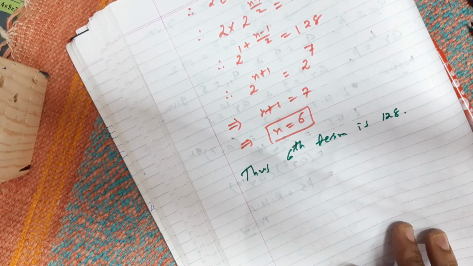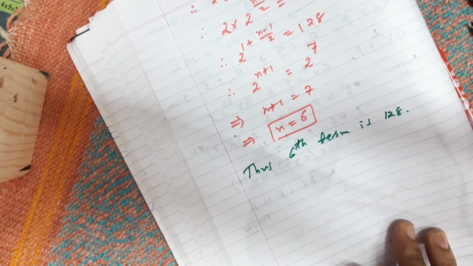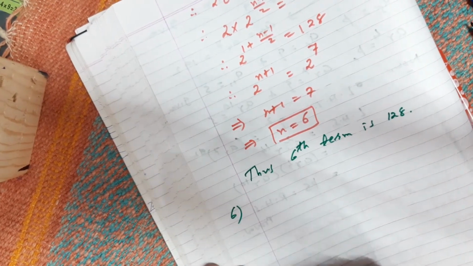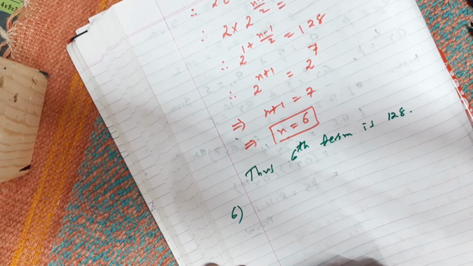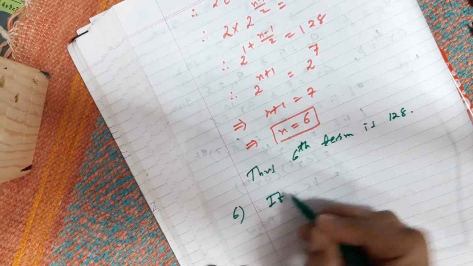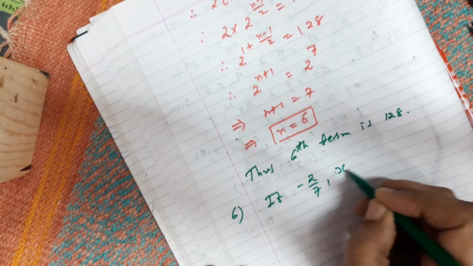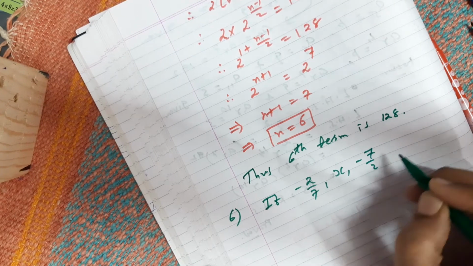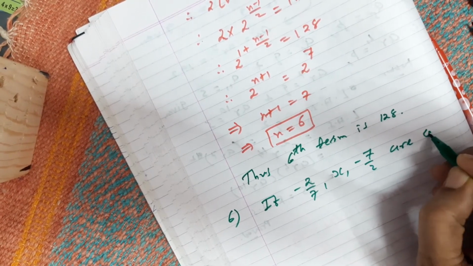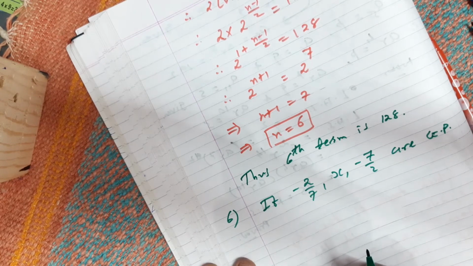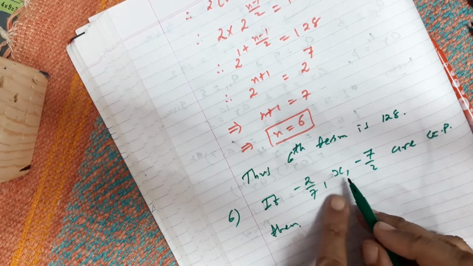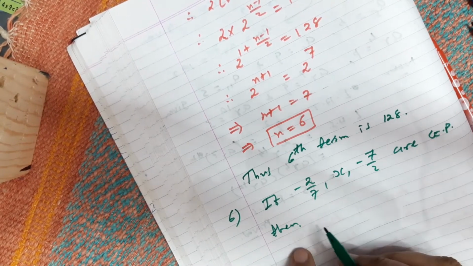I am not doing B and C right now. Okay, the sixth sum is in fact simple, but I will try. For what values of x the numbers minus 2 by 7, x, and minus 7 by 2 are in GP. Okay, if these three terms are in GP, this asks what is the value of x if these three terms are in geometric progression.